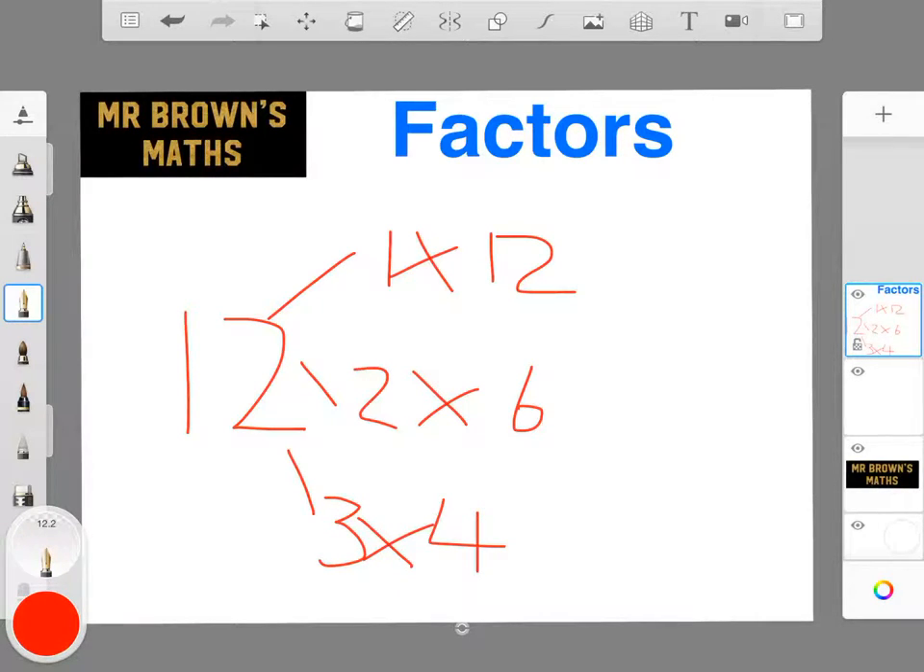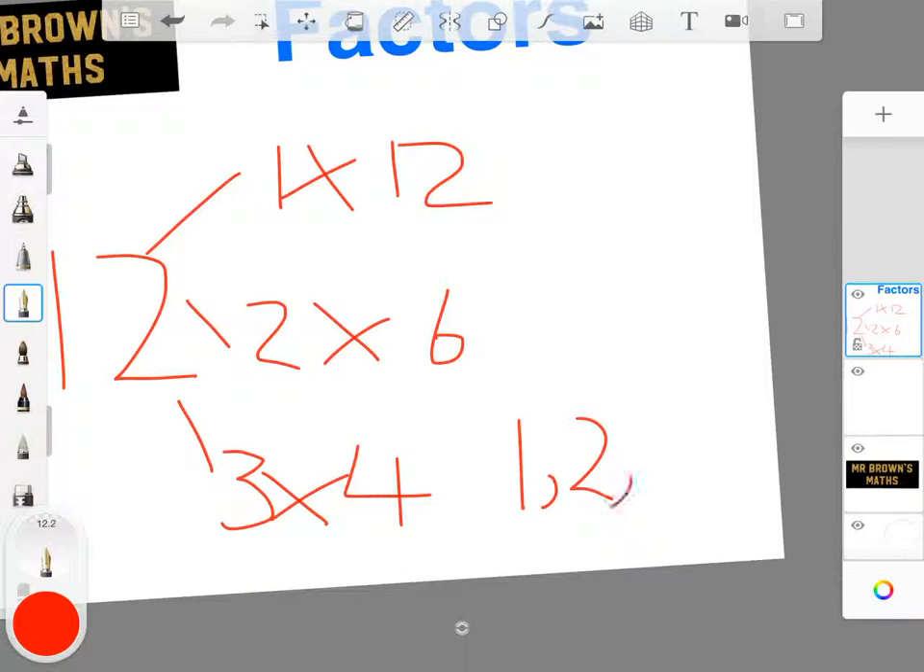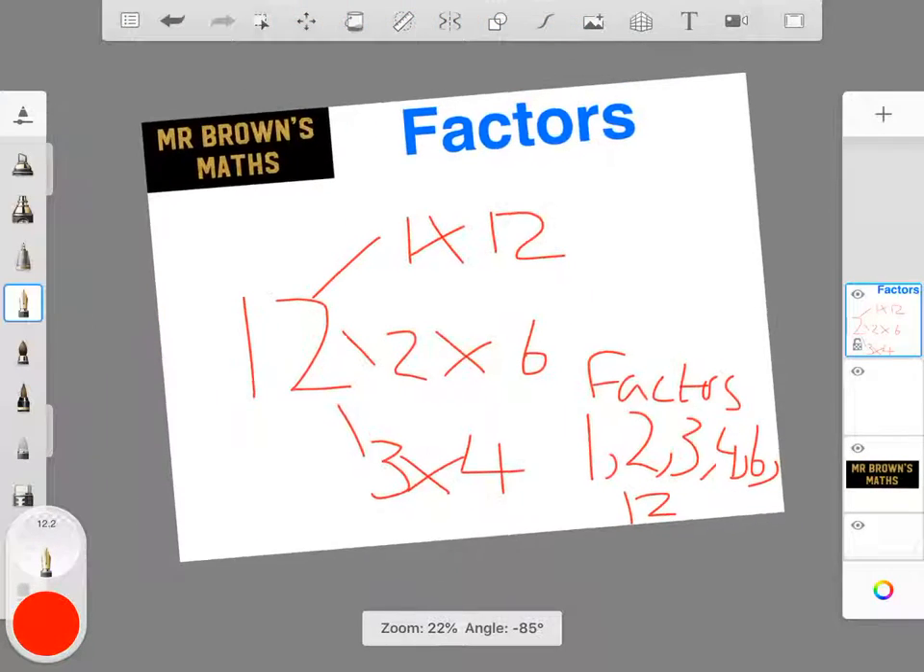So we've already got 4. Can 5 times something make 12? No. Can 6 times something make 12? No. So then you write them in order: 1, 2, 3, 4, 6 and 12. They're your factors of 12.